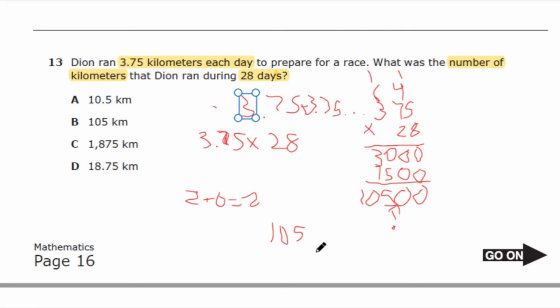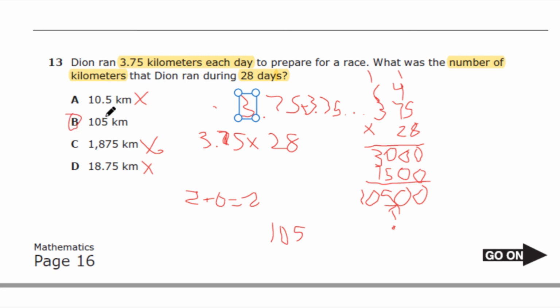which would be 105.00. And the 0.00 doesn't matter as 0 doesn't really have any value. So 105.00 is the same as 105, which if you look at the answer choices, it isn't 10.5, it isn't 1875, and it isn't 18.75. So now we know that our final answer is 105 kilometers.